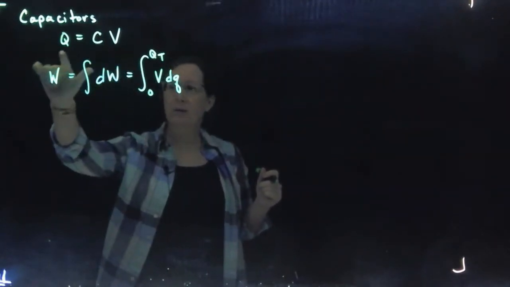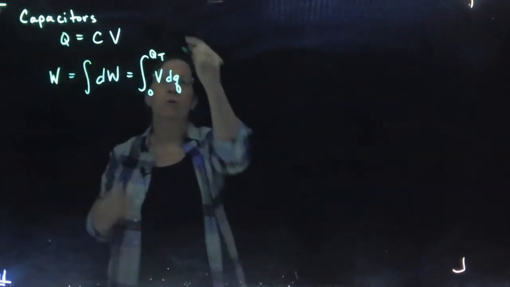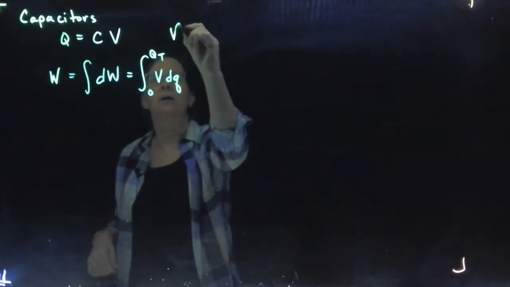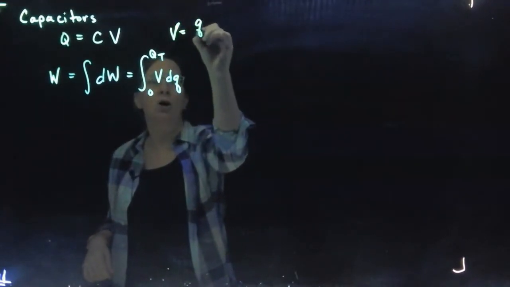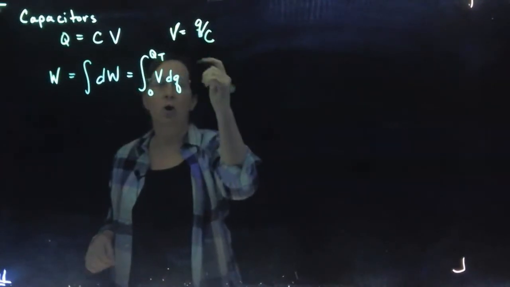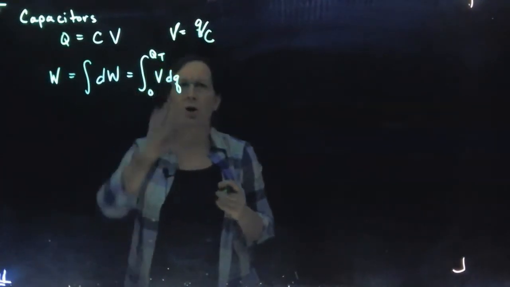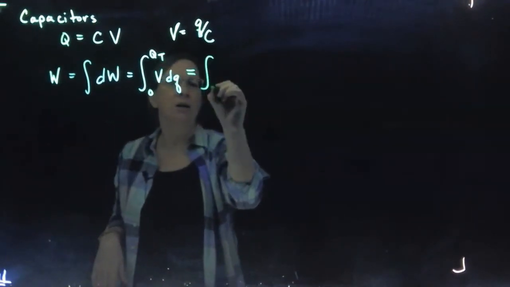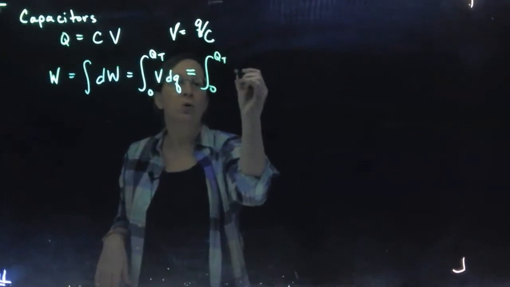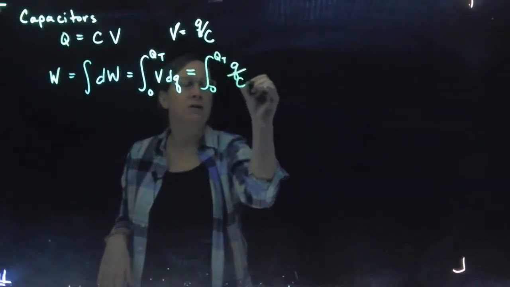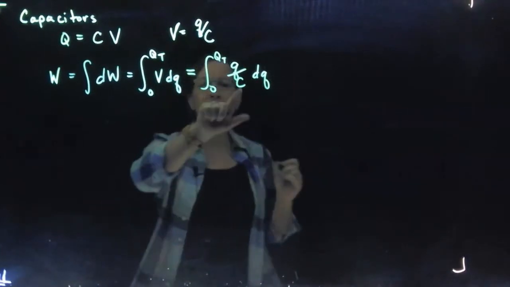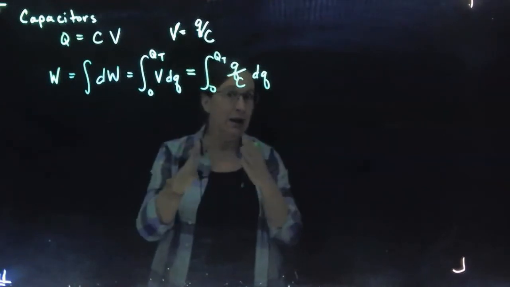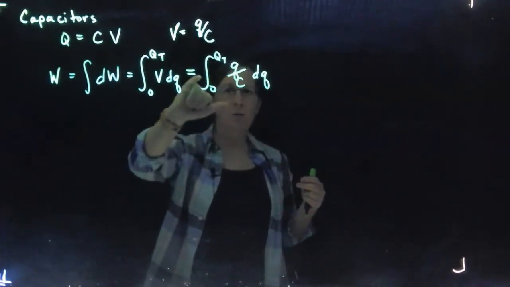If we rewrite this equation, it would say voltage is equal to our charge over C, and I'm making this a small q to differentiate it from our total charge. If I plug this in here, I've got an integral from 0 to Q total of q over C dq. And this C is dependent on the geometry of our capacitor. Remember, it depends on the area and the spacing. So that's a constant that we can pull out.